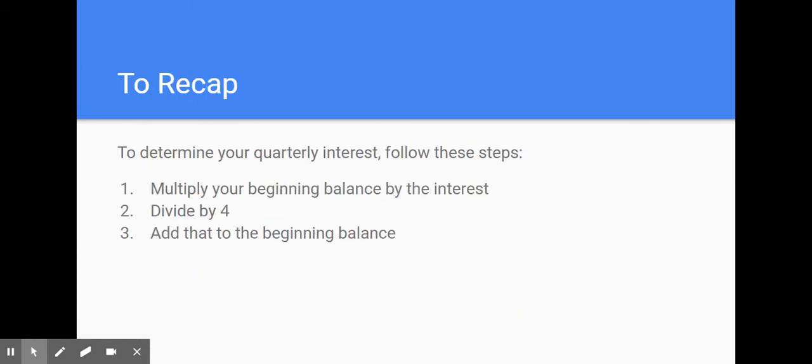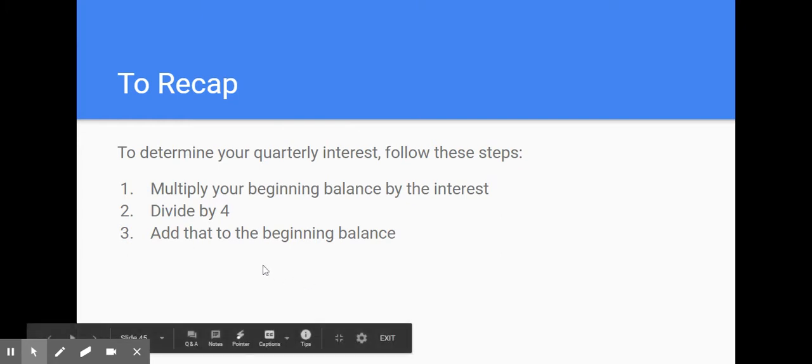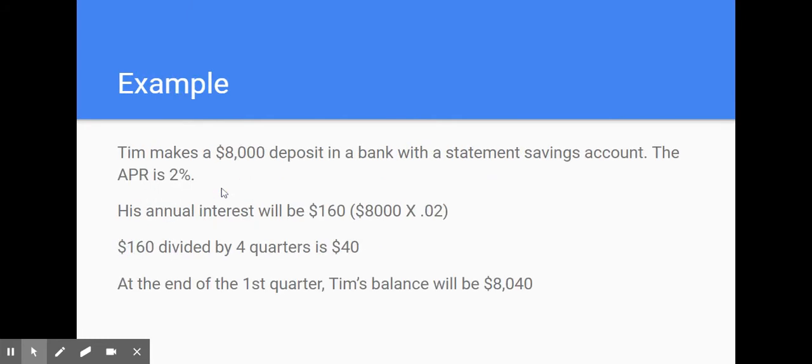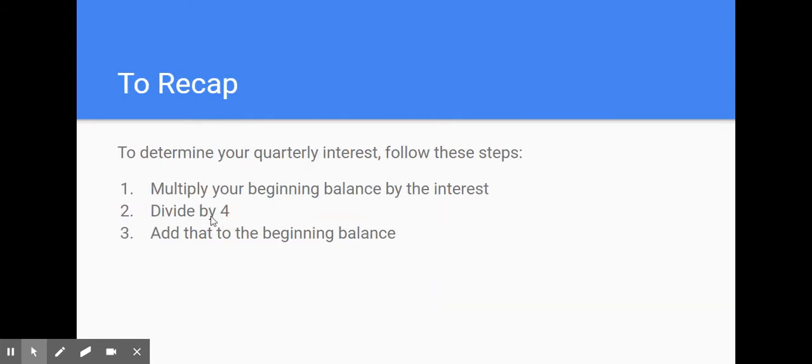So this is the most important part. If you're looking for the equation, the method of figuring out your earnings in a statement savings account using compound quarterly interest, this is what you do. Number 1, same process as before. You just multiply your principal by the interest. So like here, 8,000 times 0.02, simple enough. But now we're just adding a step in here. We're adding number 2 in, because now you're dividing by 4 quarters in a year, and you add that to the beginning balance.